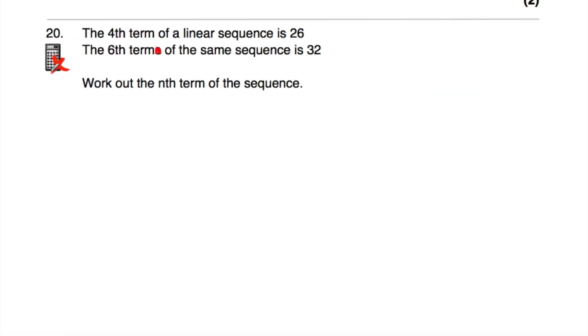Okay, let's have a look at our next question, question number 20. So question number 20 says the fourth term of a linear sequence is equal to 26. And the sixth term of the same sequence is equal to 32. And we've been asked to work out the nth term for that sequence. So what I'm going to do here is I'm just going to put some dashes. That's the first term, the second term, the third term. The fourth term is equal to 26. The fifth term, and then the sixth term is equal to 32. So that's our sequence, and we want to find the nth term of this sequence.